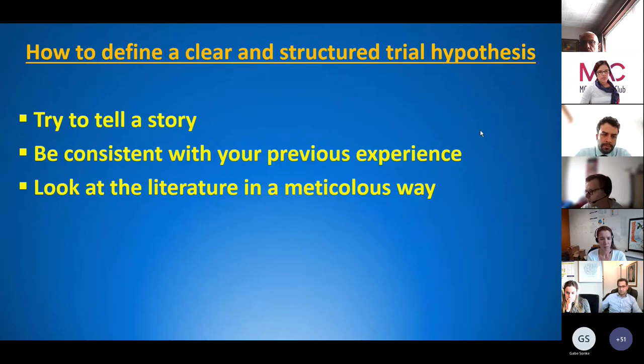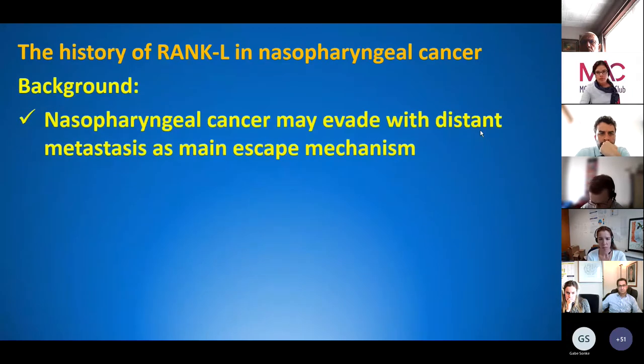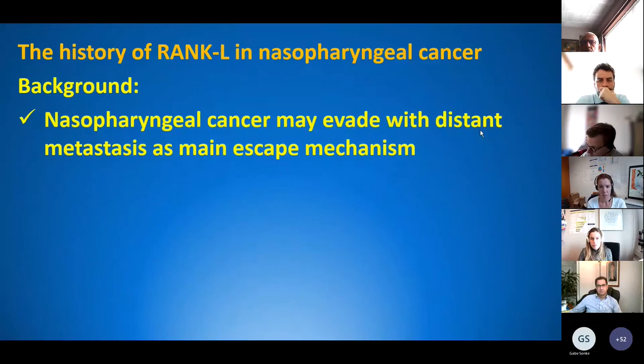And also look at the literature in a meticulous way. Just to give an example, this is an example of one of my first trials when I started to project some clinical trials. I would like to tell you the history of RANK ligand in nasopharyngeal cancer. We know that nasopharyngeal cancer may have distant metastasis as a main escape mechanism.